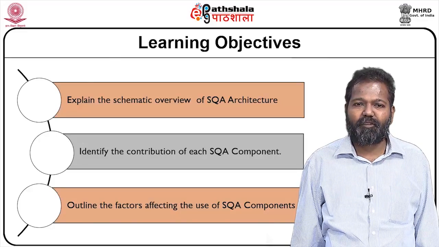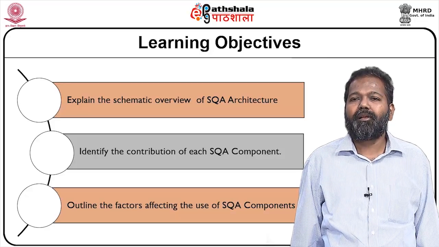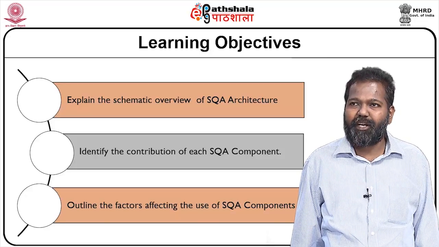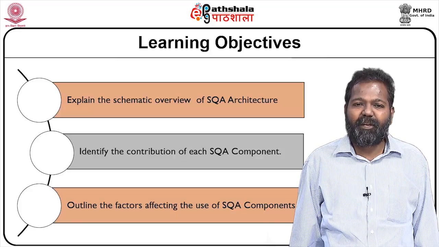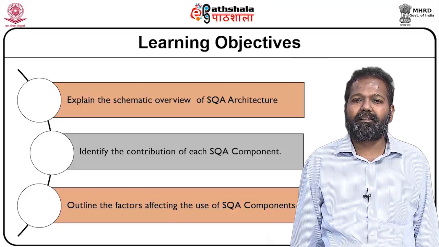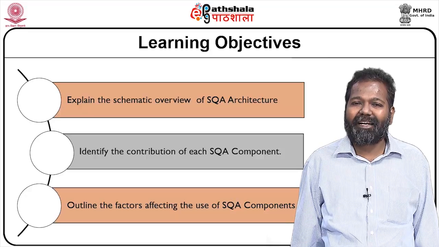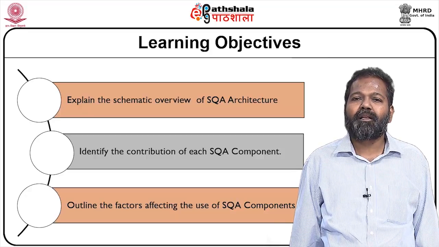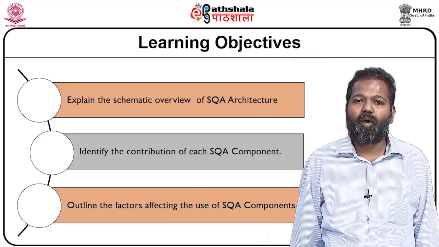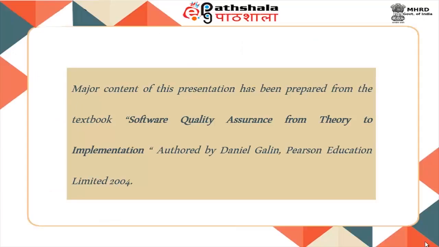Learning objectives: explain the schematic overview of software quality assurance architecture, identify the contribution of each software quality assurance component, outline the factors affecting the use of software quality assurance components. Major content of this presentation has been prepared from the textbook Software Quality Assurance: From Theory to Implementation, authored by Daniel Galin, Pearson Education Limited, 2004.